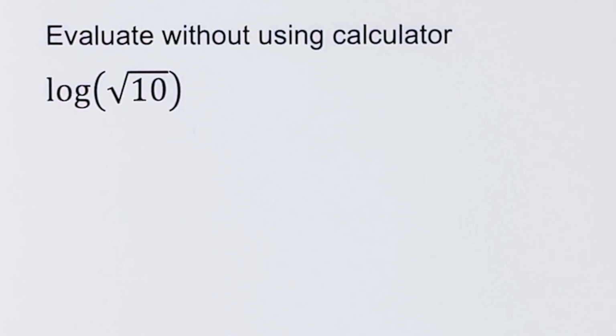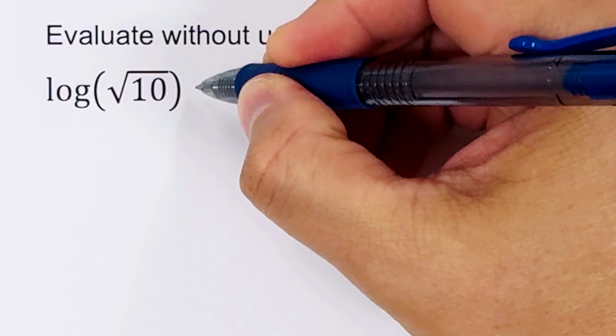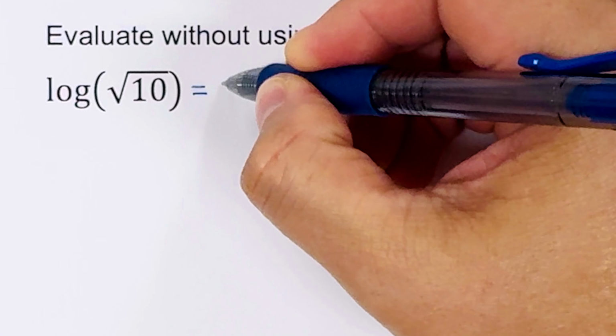Hello everyone, this video will show how to evaluate logarithmic expressions without using a calculator. Now let's go over this first example. So we're given log of square root of 10. The first step that we need to do in order to determine the value for this is to set up this whole expression with a variable. Say for example, we will take this whole expression as equal to x.